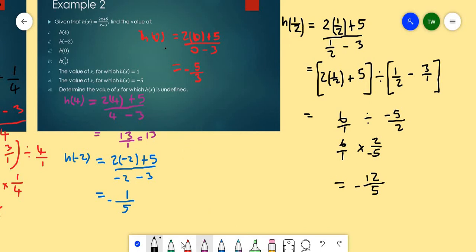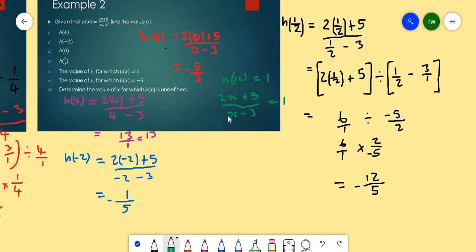So what we will have when we have h of x equal 1 and we're asked to find x, then we're going to take the function h of x, which is 2x plus 5 all divided by x minus 3. So I'm going to take 2x plus 5 all over x minus 3 is equal to 1. Now we need to solve for x.